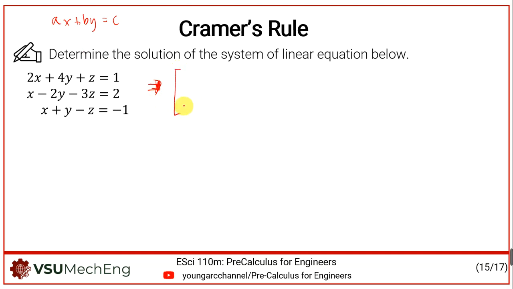So for the augmented matrix, we have three rows because we're given three equations, and we also have four columns. The first column is for the coefficient of x, so 2, 1, 1. Second is for y, we have 4, negative 2, 1, and then the third one is for z, we have 1, negative 3, and negative 1. Then the last column is for the constant, we have 1, 2, negative 1.